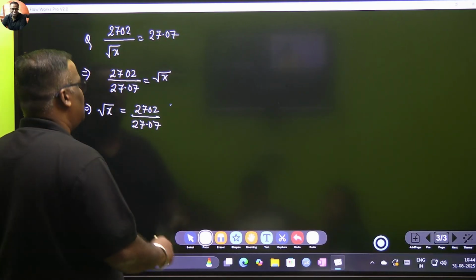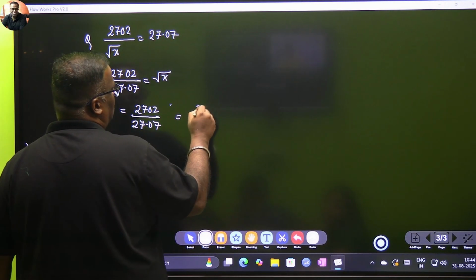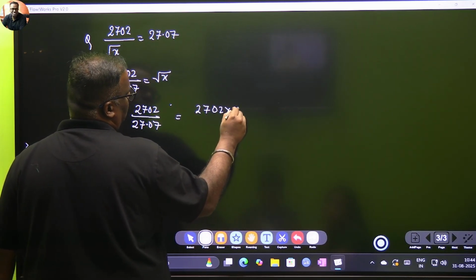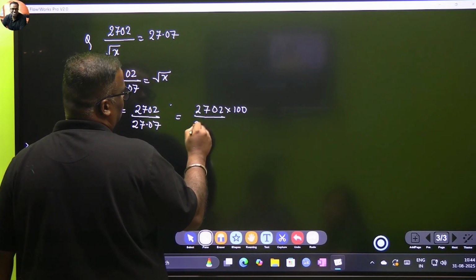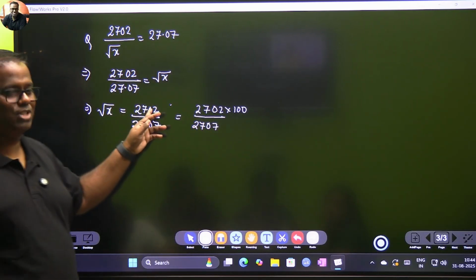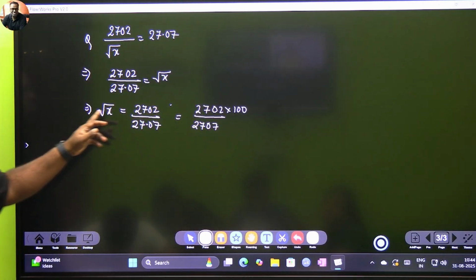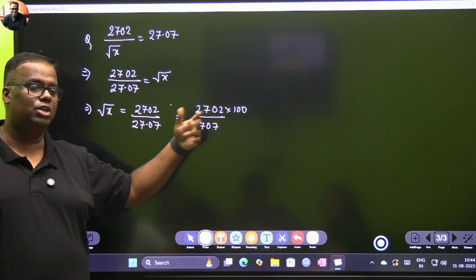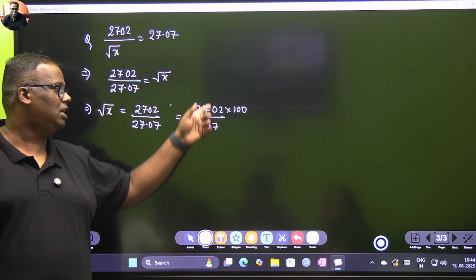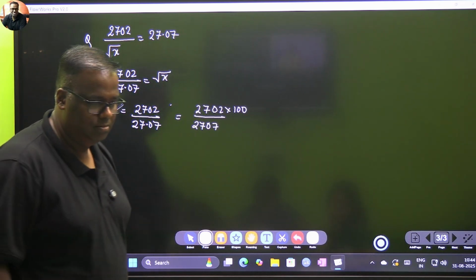Otherwise the only way you can solve it is that you multiply this with 2702 into 100, then the bottom becomes what? 07. I think this should be 07. Then these two will cancel, this will be 100. The square root of x is equal to 100, x should be equal to 10,000. That's the way you do it. Otherwise it won't work. There's no point in giving this problem. Got it? All done? Okay.